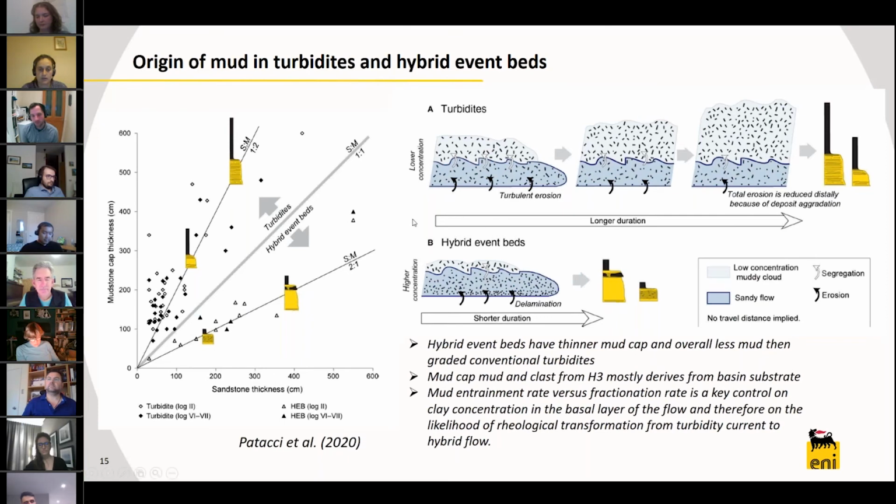And also they understood that the mud cap and clasts from the H3 and from the mud cap mostly derive from the basin substrate. This means that the mud entrainment versus fractionation rate should be a key control on the clay concentration in the basal layer of the flow, and therefore on the likelihood of rheological transformation from turbidity current to hybrid flow. Turbidites may have a more continuous erosional interaction with the substrate, a more efficient elutriation process, and the mud is segregated efficiently in the mud cap. Otherwise, hybrid beds have a less efficient process. They delaminate, they get mud all together very quickly, and they develop a thinner mud cap.